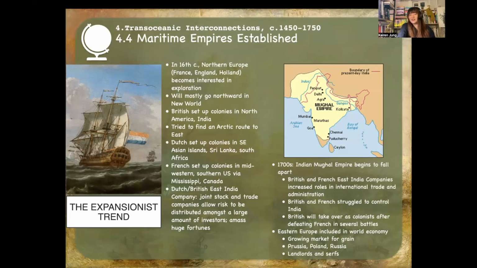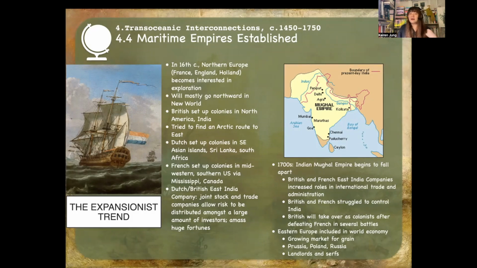In the 16th century, Northern Europe, France, England, and Holland became interested in exploration, and they mostly went northward in the New World, while British colonizers set up colonies in North America and India. They tried to find an Arctic route to the east, but the Arctic Sea is all frozen up. It isn't exactly conducive to traveling.